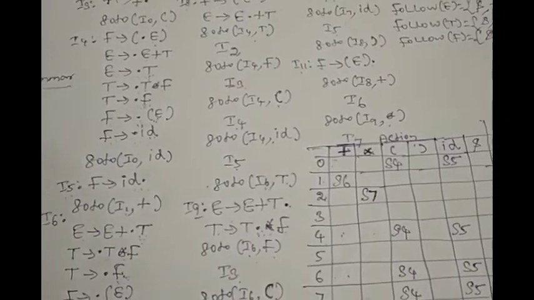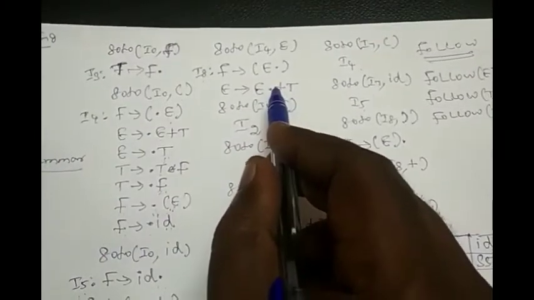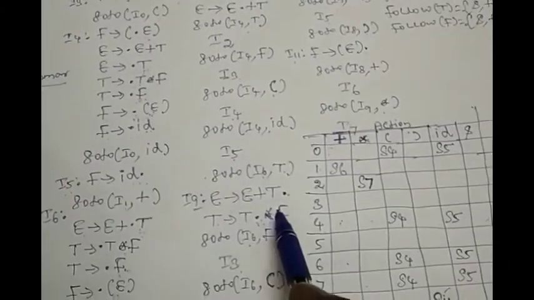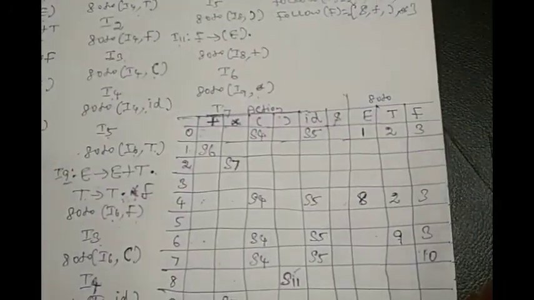We will go for I8. In I8 you can see that there is not a dot before a non-terminal here, and you go to I9, there is not any dot before a non-terminal, and in I10 also there is not any dot before a non-terminal. In I11 also there is not anything. That's it. Now we have seen a dot before a terminal and a dot before a non-terminal, both things have been done, but now we have to see whether the dot is at the end of any production.